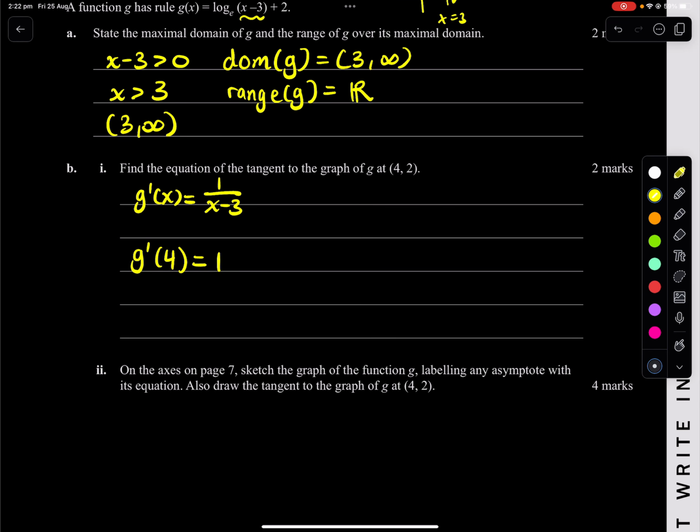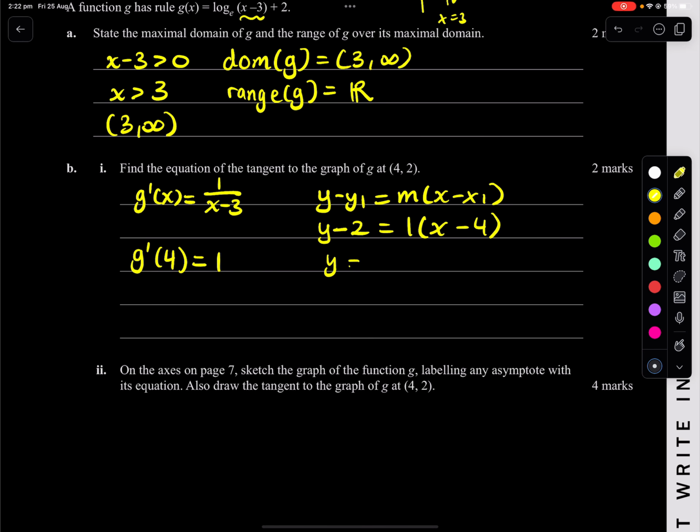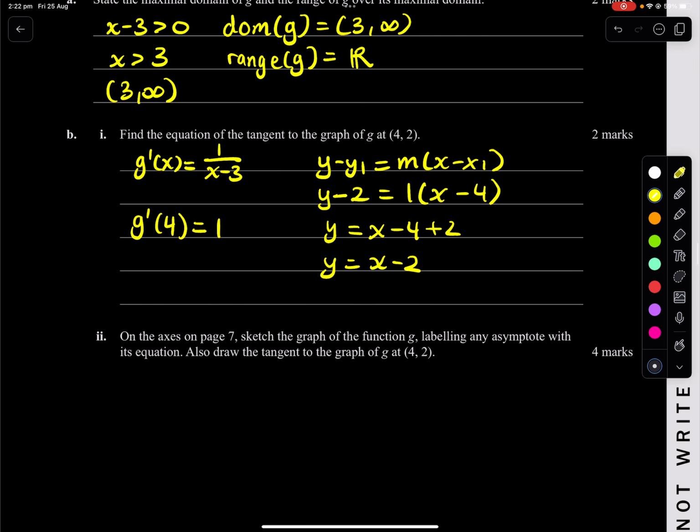So yeah, we already have these 2 points, so we can use y minus y1 equals your gradient times x minus x1. So y minus 2 is 1 times x minus 4. y equals x minus 4 plus 2. y equals x minus 2. So that's find the equation of the tangent, easy.